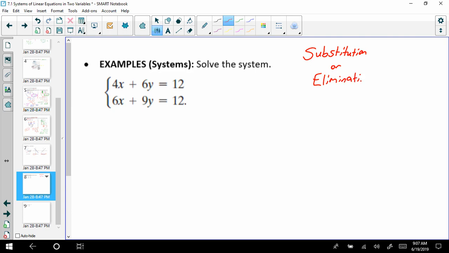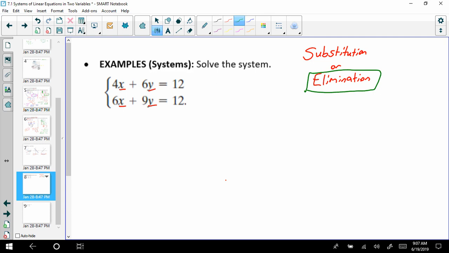It is up to you. Before I decide which way to do, I kind of look at the system and then I make my choice. So I notice if I look at all four variables, it's going to be kind of a pain in the butt to get one of them alone. So I think on this problem, I'm going to go the elimination route. But substitution would also work.